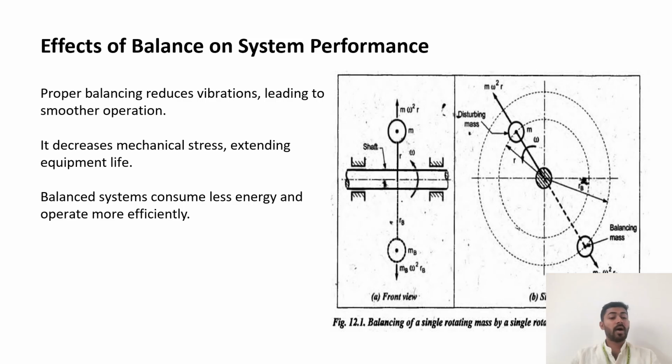Centrifugal forces are unbalanced. The main reason for vibration in an unbalanced system is centrifugal force, F equals m r omega squared. From the equation, m is mass, r is radius, and omega is angular velocity.